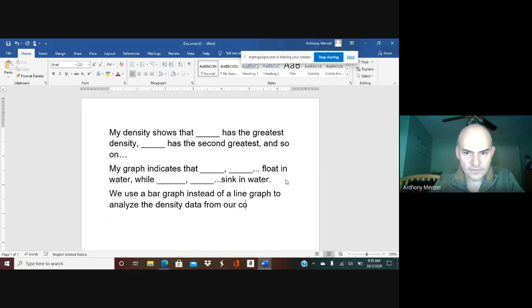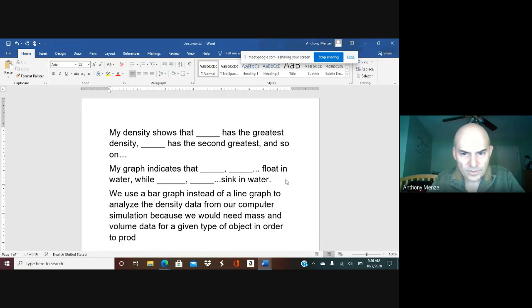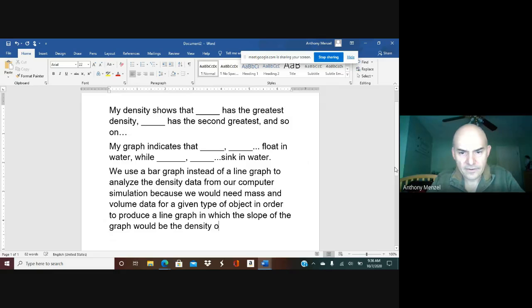Computer simulation, because we would need mass and volume data for a given type of object in order to use a line graph in which slope would be density for that object. And then you can describe that a little bit more.